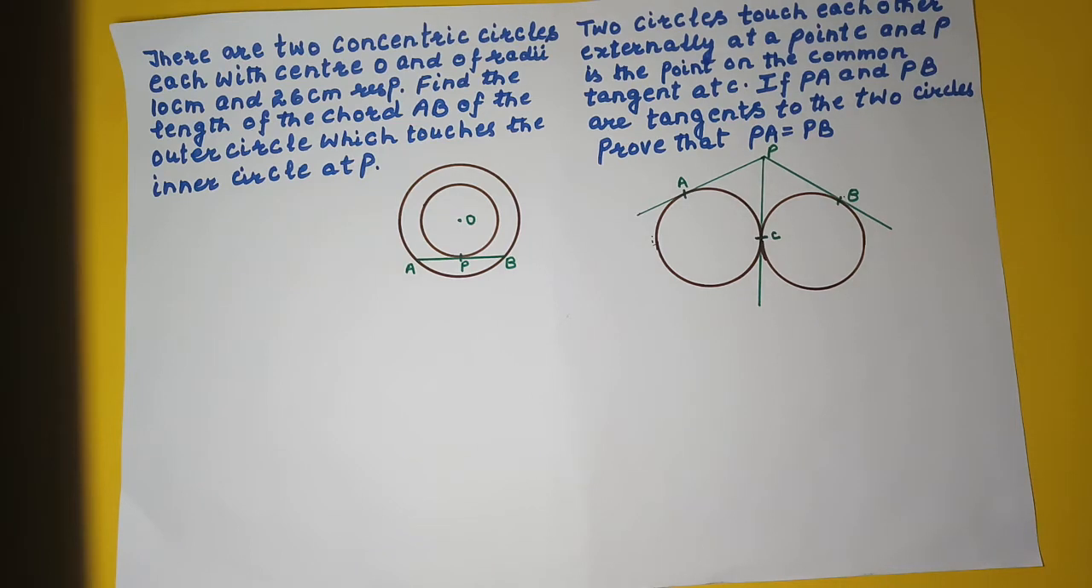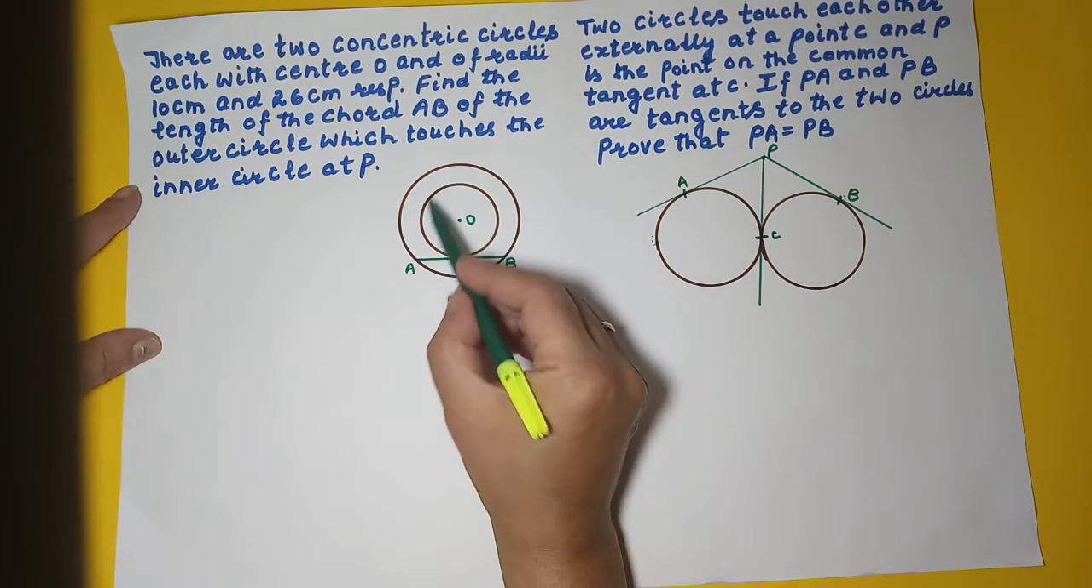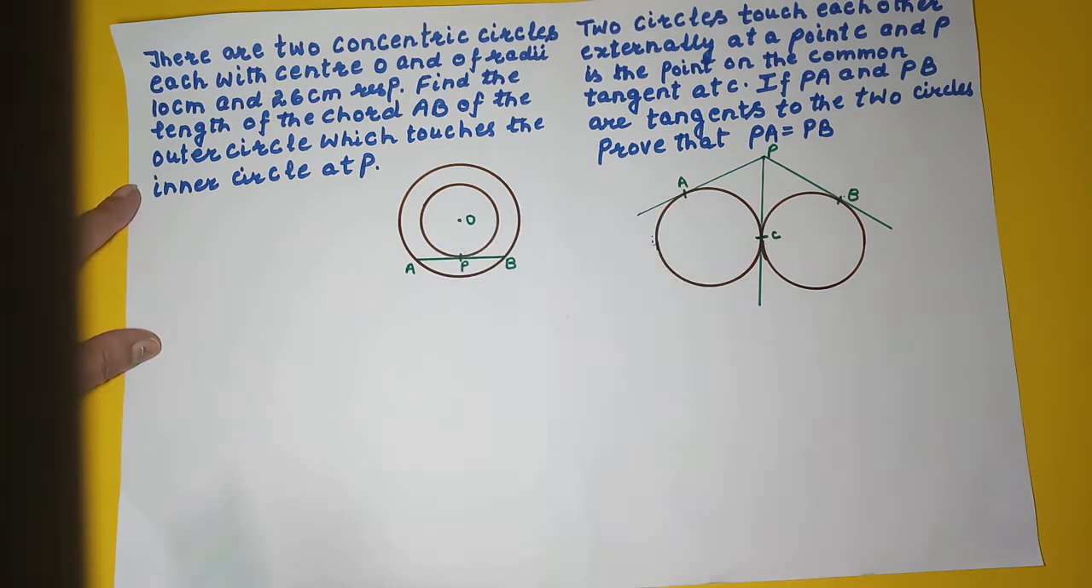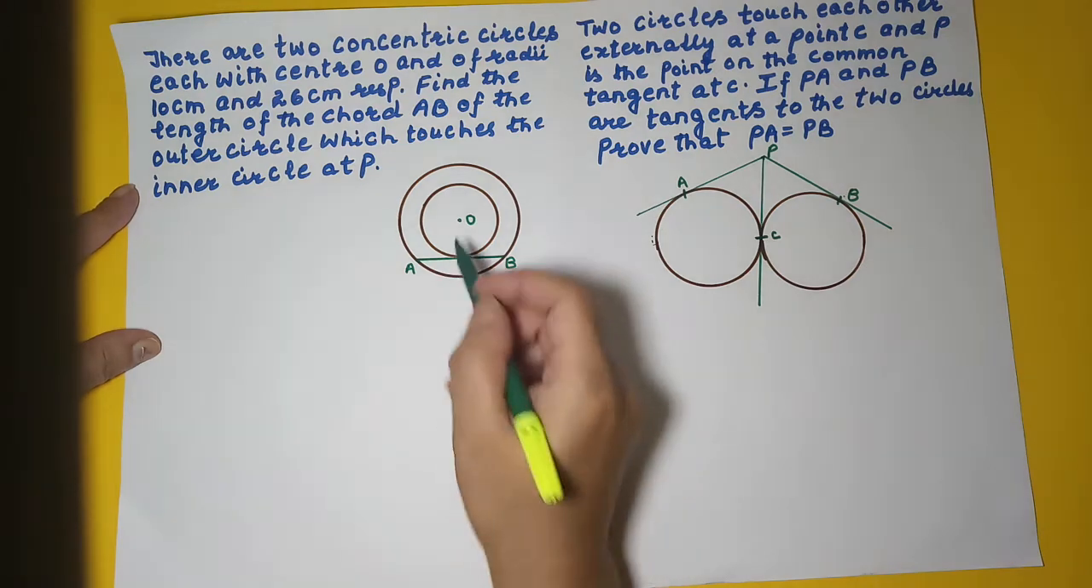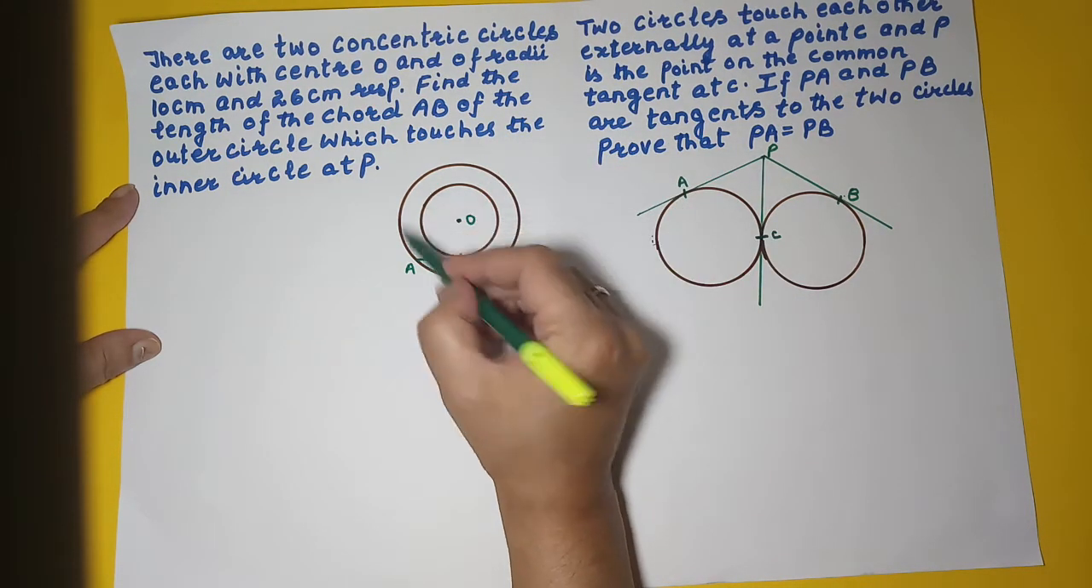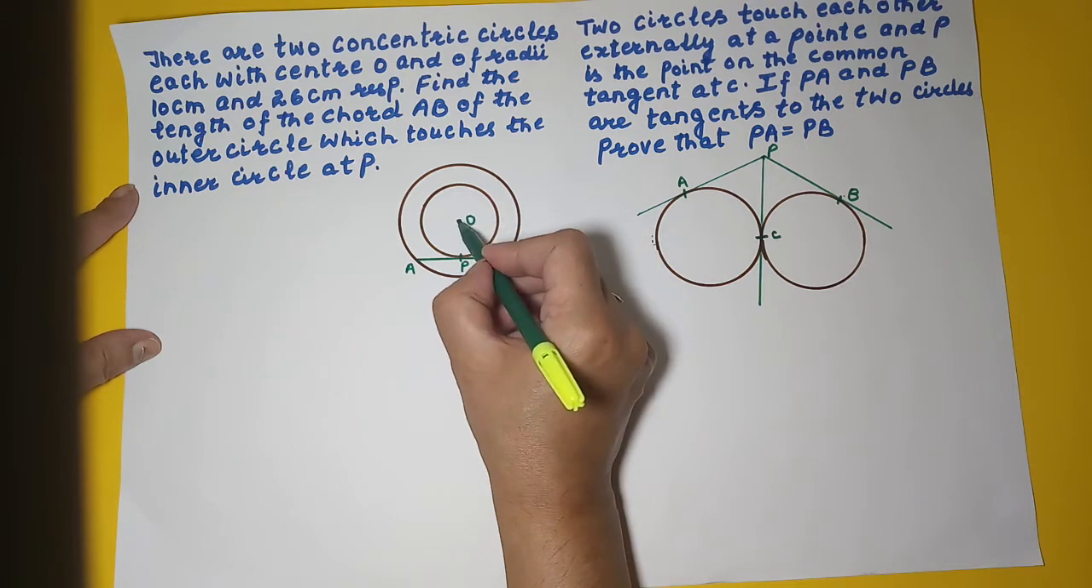In this video, we are continuing with the tangent properties of the circles. Here, we have concentric circles. So what do we mean by concentric circles? Circles having the same center but different radii. As you can see that we have two circles.